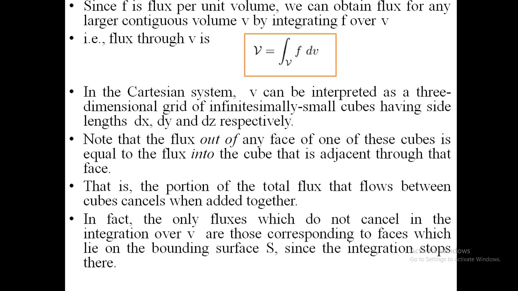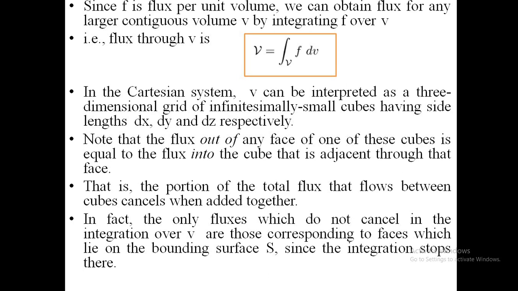In the Cartesian system, V can be interpreted as a three-dimensional grid of infinitesimally small cubes having side lengths dx, dy and dz respectively. Note that the flux out of any face of one of these cubes is equal to the flux into the cube that is adjacent through that face. That is, the portion of the total flux that flows between the cubes cancels when they are added together.